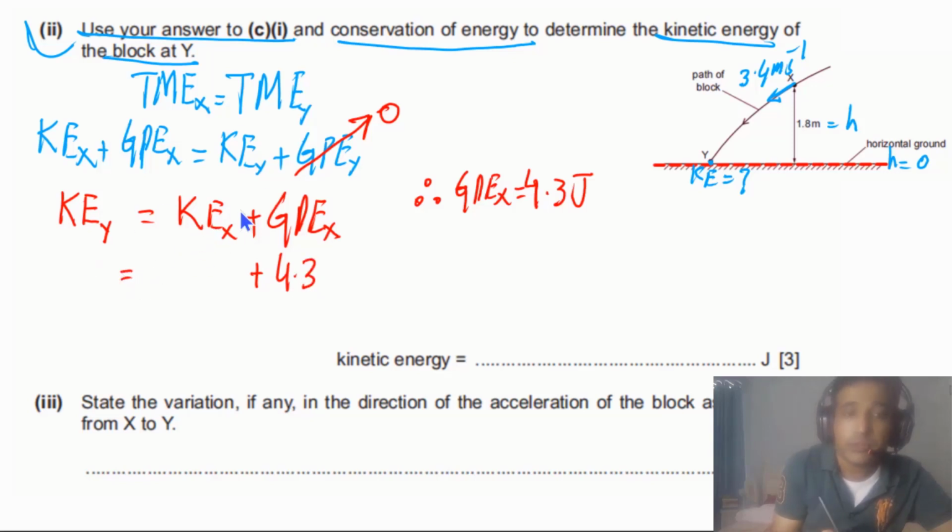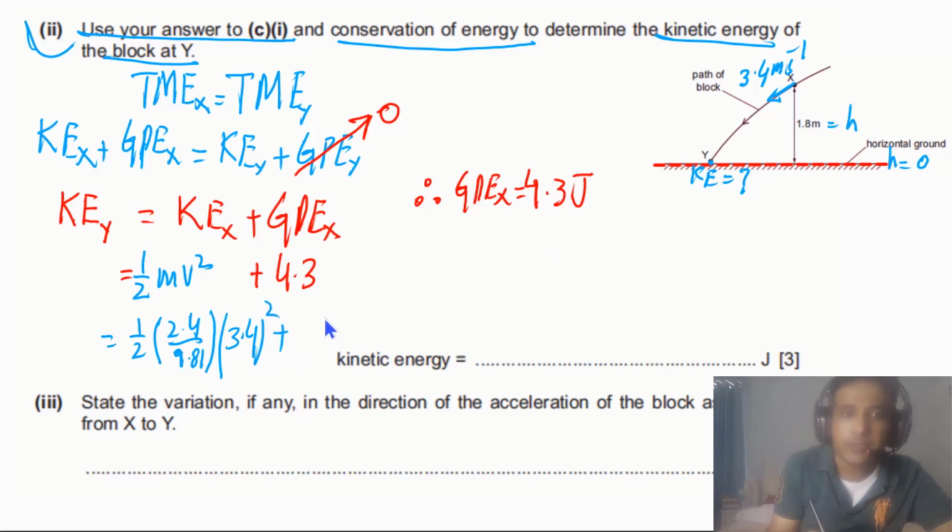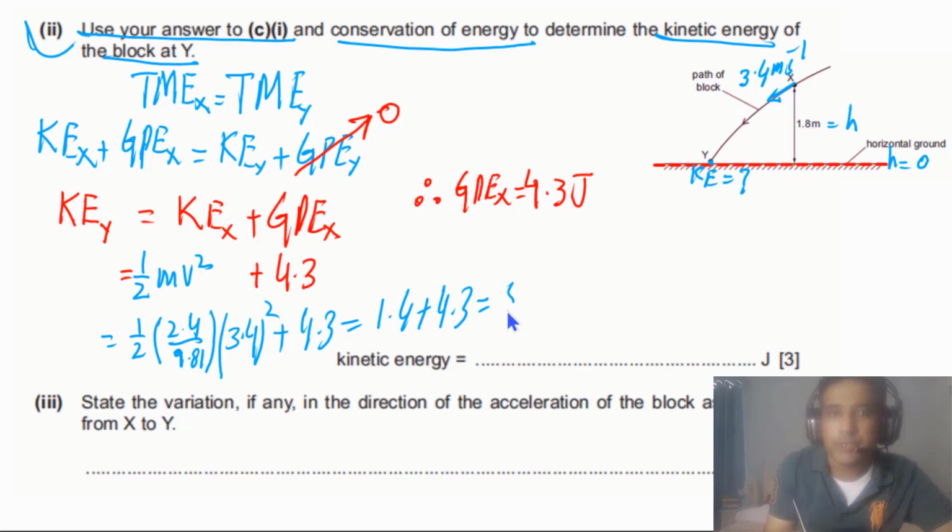Now we need to calculate kinetic energy at point X. We have the speed, so we can calculate kinetic energy. Kinetic energy is equal to 1/2 mv squared. So this is 1/2, and the weight of this block was 2.4, so we divide by 9.81 to calculate the mass, and the speed is 3.4 squared, plus 4.3. If we solve this, we get 1.4 plus 4.3. So the final answer is 5.7 joules.